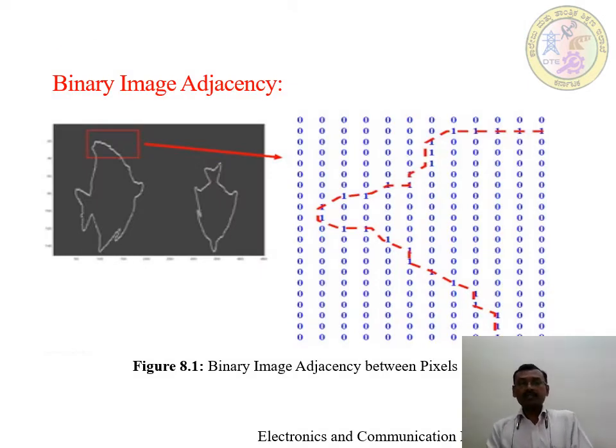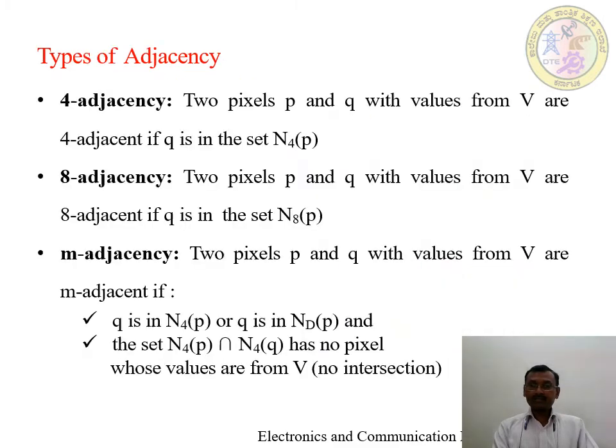Now let's consider an example of such an image, a binary image where the intensity values can have only two possible values, 0 or 1. If you are considering V equal to 1, that means the set consisting of intensity values 1 which are connected here. We can observe this in figure 8.1. Those are called the adjacent pixels.